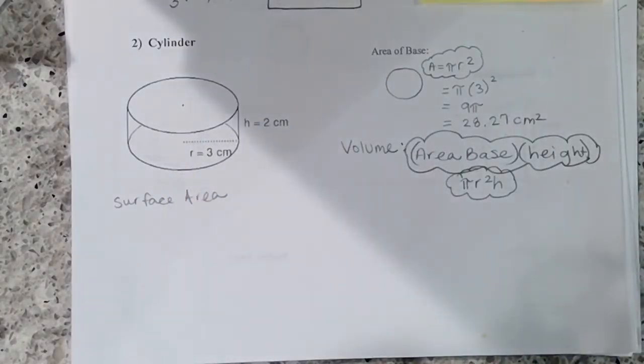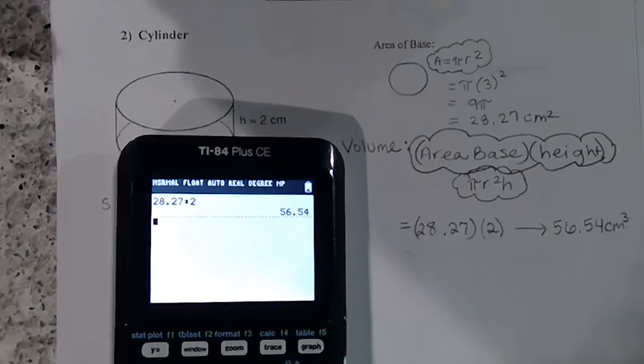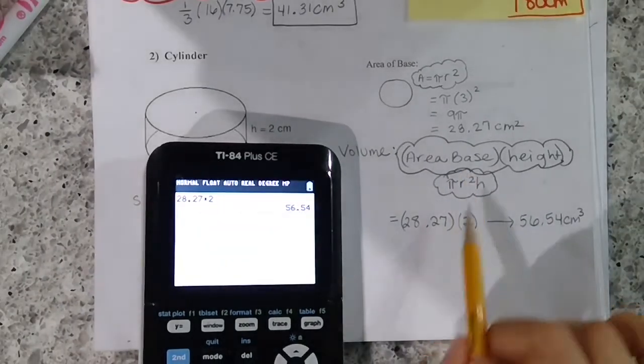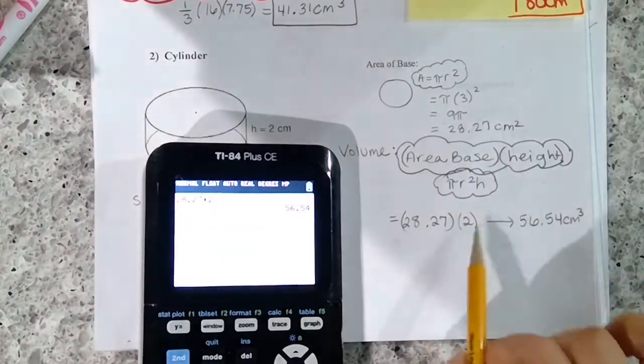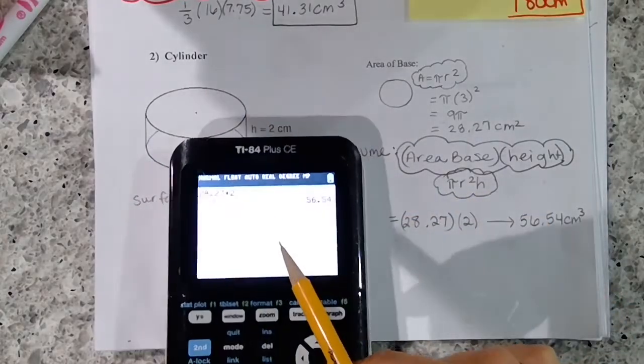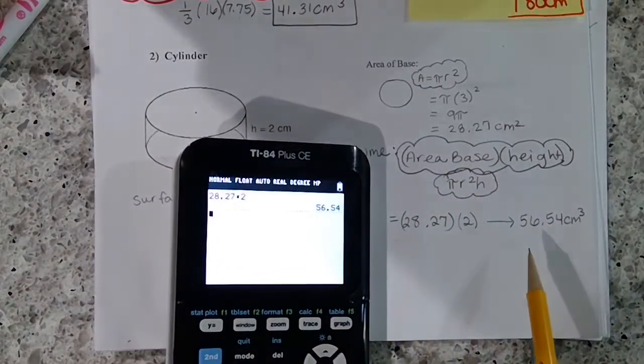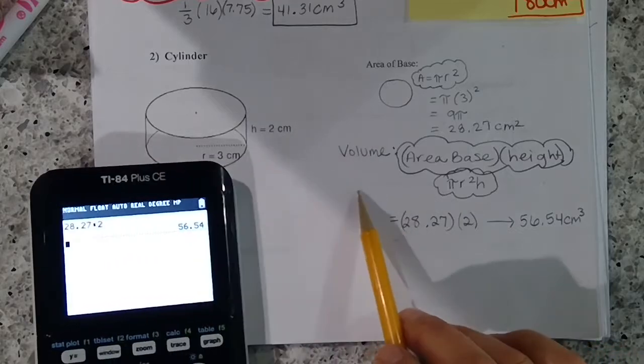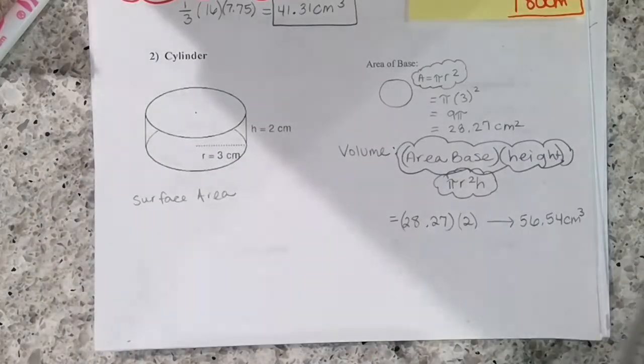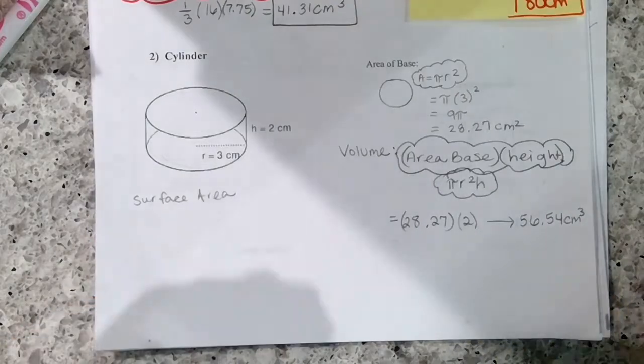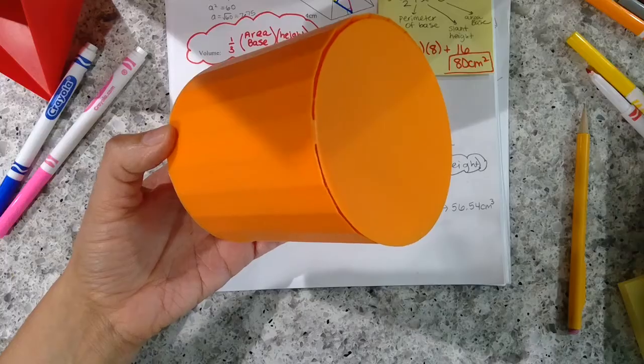And now let's plug all these values in. So area of the base we know was 28.27. The height of this was 2. Plug that into my calculator and I get 56.54. Volume is centimeters cubed. All right, the next one, surface area. This one is actually a little bit tricky.